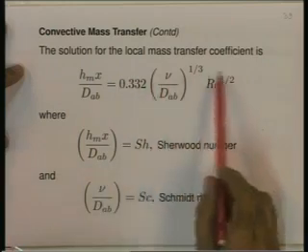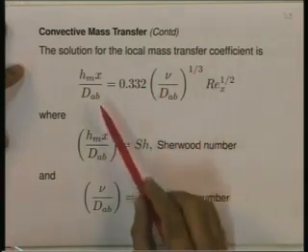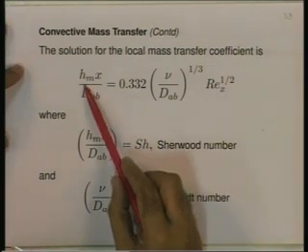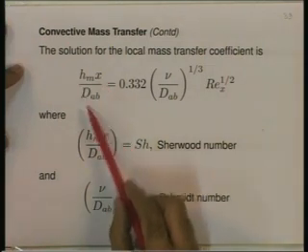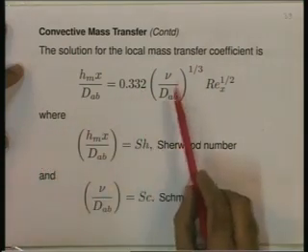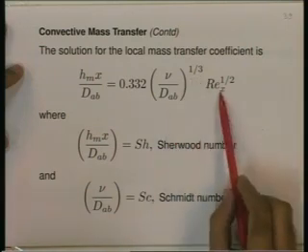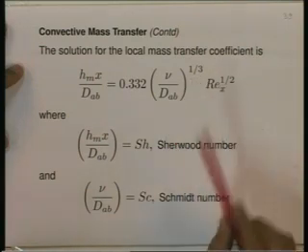If we solve this equation using some standard methods, we get a solution for the local mass transfer coefficient. In dimensionless form, it can be expressed as mass transfer coefficient into x divided by dAB is 0.332 into nu divided by dAB raised to 1/3 and the local Reynolds number raised to half.